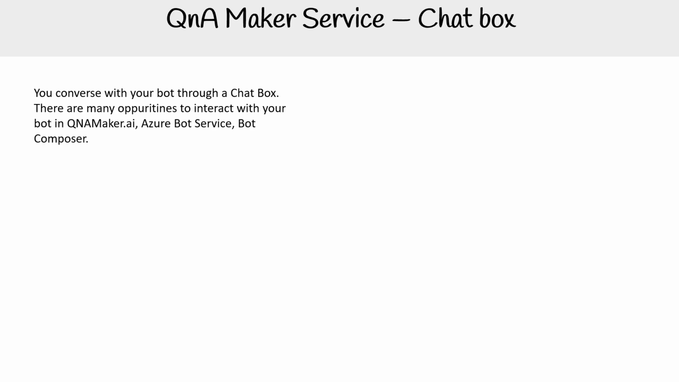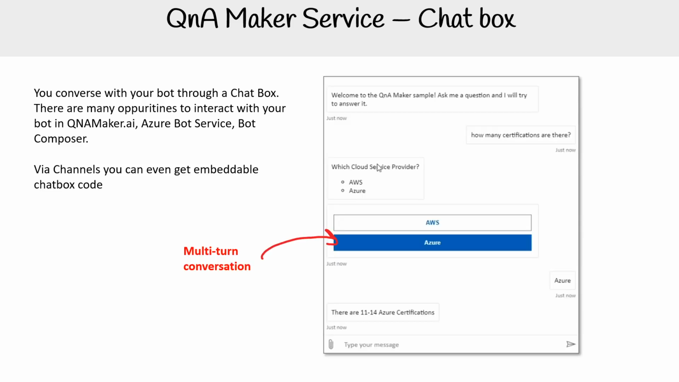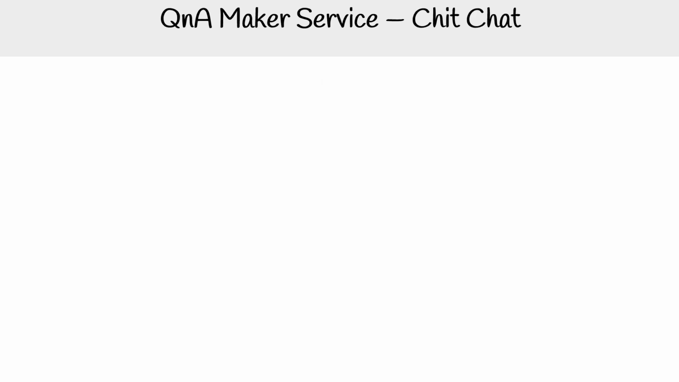There is the chat box, so you can converse with your bot through a chat box. I wouldn't say it's particularly a feature of QnA Maker, but I just want you to know that's how you'd interact with it. When you're using the QnA Maker portal, the Azure Bot Service, the Bot Composer, or via channels, you'll get an embeddable one. You'll see this box where you can start typing in your questions and get back the answers to test it. Here, an example is a multi-turn conversation. Somebody asked a generic question, and it said, hey, are you talking about AWS or Azure, which is kind of like a follow-up prompt. We'll talk about multi-turn in a second, but that's something I want you to know about.